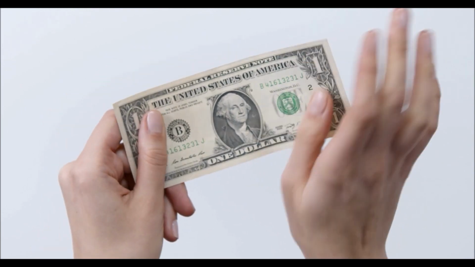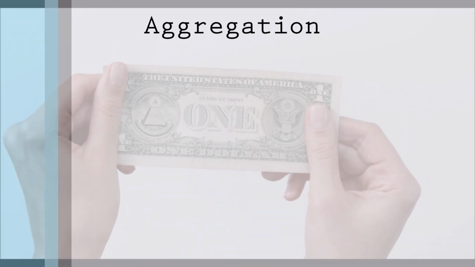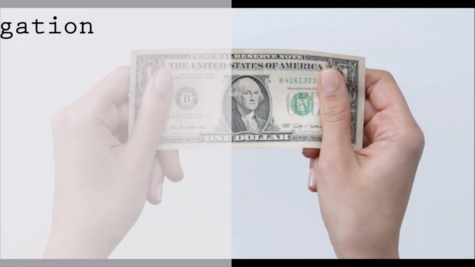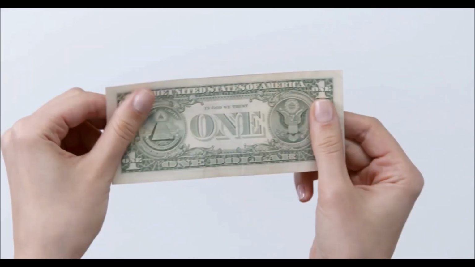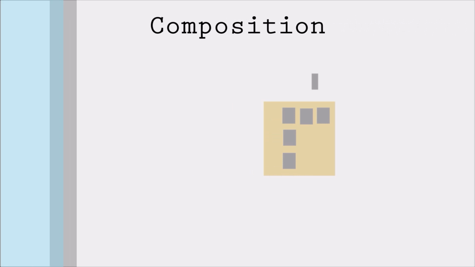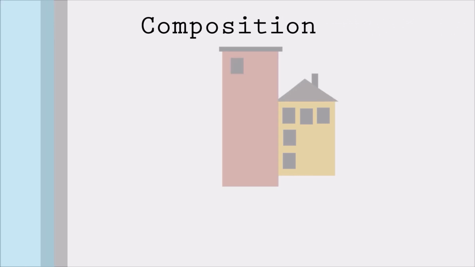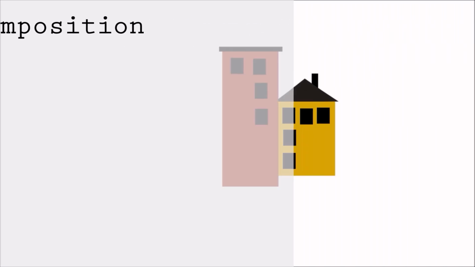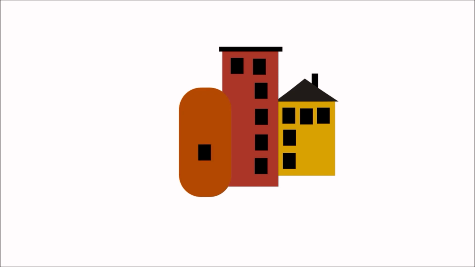Another relationship is aggregation. This is known as a has-a relationship. For example, a bank has an employee. If you were to delete the bank, the employee would still exist. A more specific form of aggregation is composition. This is a part-of relationship, where a house is composed of rooms. The rooms won't exist on their own if the house is deleted.